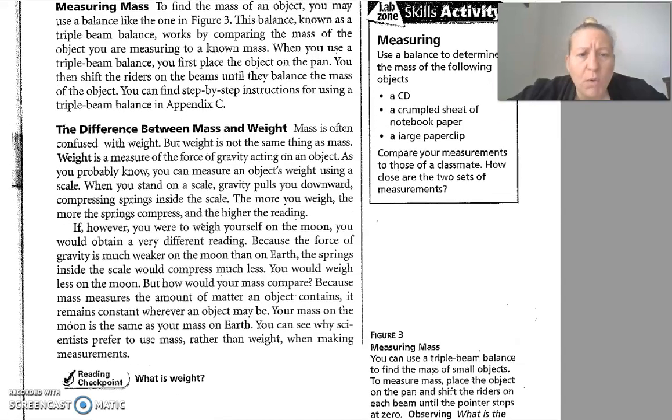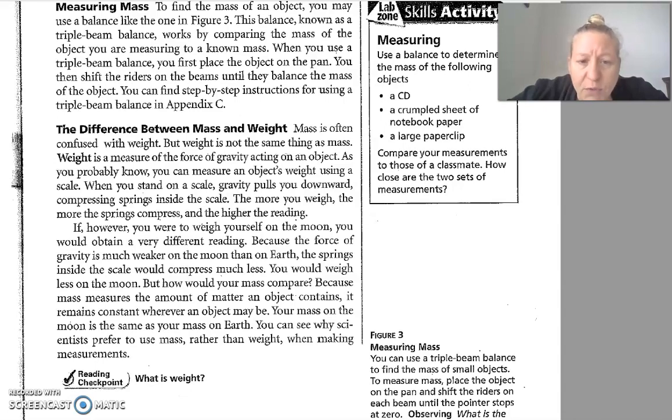Okay? What's the difference between mass and weight? Mass is often confused with weight, but weight is not the same thing as mass. Weight is a measure of the force of gravity acting on an object. As you probably know, you can measure an object's weight using a scale. When you stand on a scale, gravity pulls you downward, compressing springs inside the scale. The more you weigh, the more the springs compress and the higher the reading.